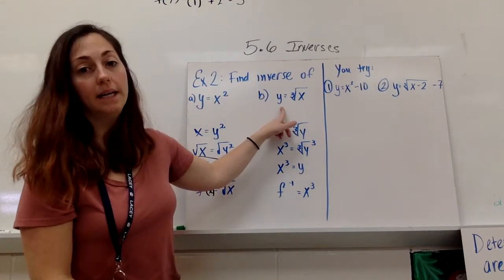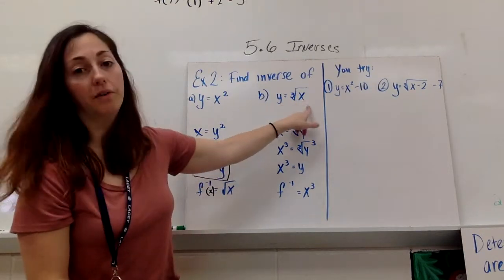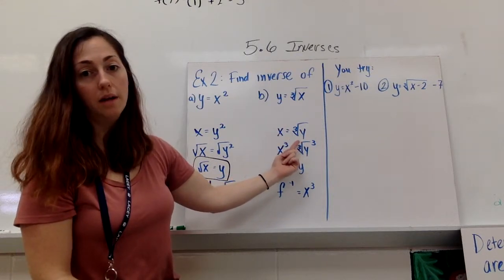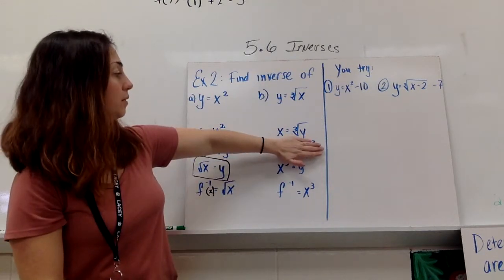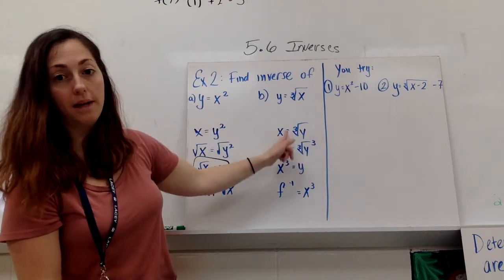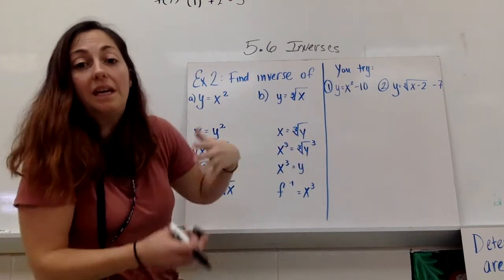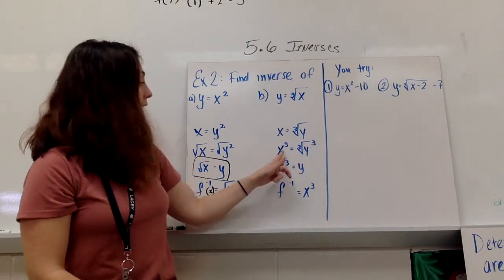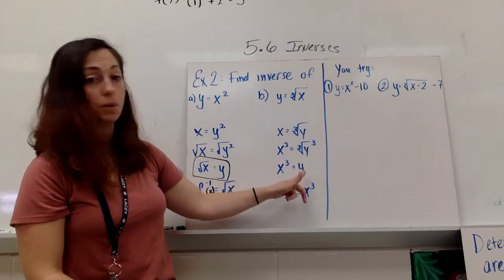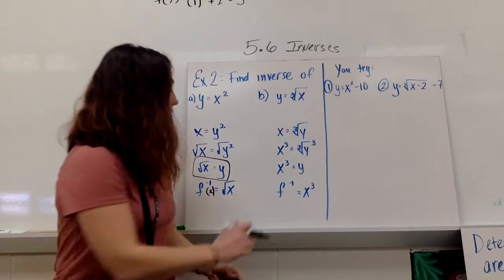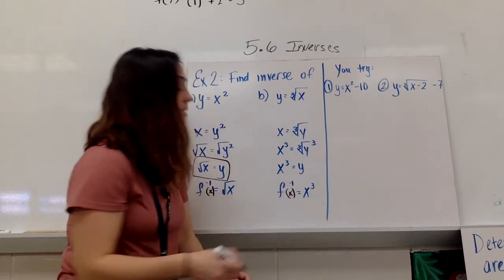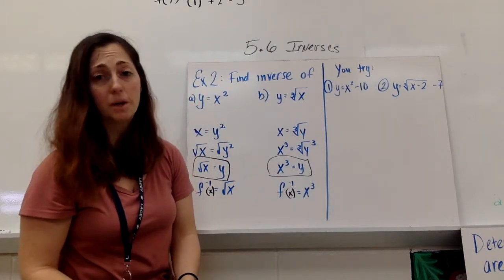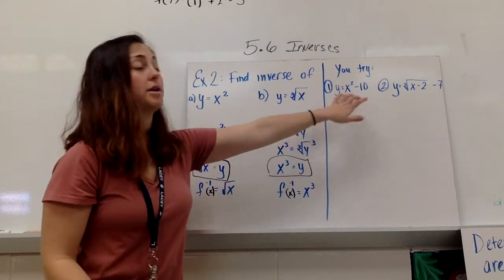B, same idea. y equals the cube root of x. Switch places. So I have x equals the cube root of y. Now undo that equation, right? What's happening to y? The opposite of a cube root, the inverse of a cube root, is a cube. So I cube both sides, and x cubed is x cubed. The cube root of y cubed is just y. So the f of negative 1 of x equals x cubed. Or keep it just the way it was. That's fine too. Okay? Again, you're going to try these 2 problems.